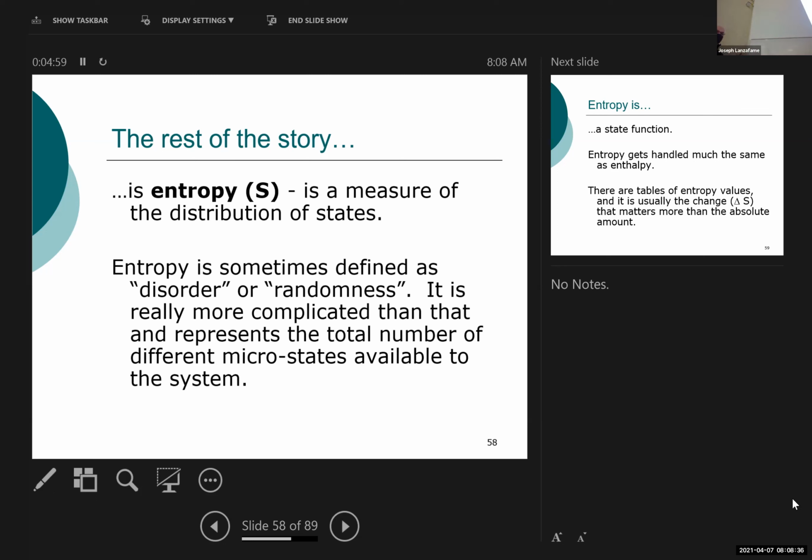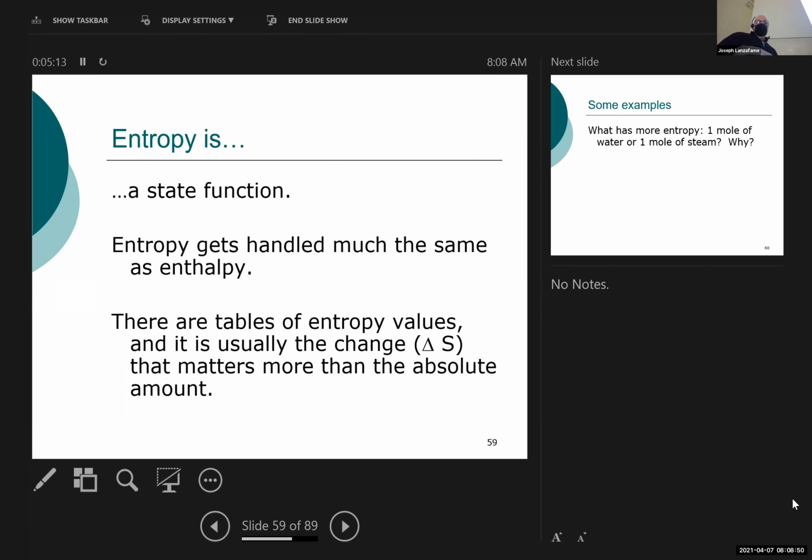But it's really not about being disorganized or disordered. It's about striving for systems that have the most available states. And so it's more about freedom and choice than it really is about disorder or randomness. And the good news is, other than the fact that entropy represents something fundamentally different than enthalpy, it otherwise behaves very much like enthalpy. And like enthalpy, the biggest, most important thing about entropy is that it is a state function, which means all of the usual tricks we use with enthalpy will also work with entropy.